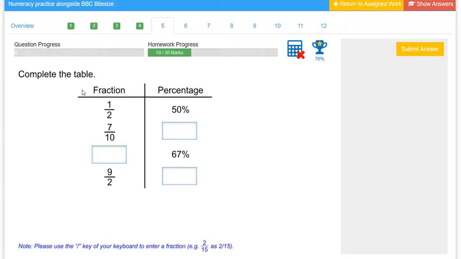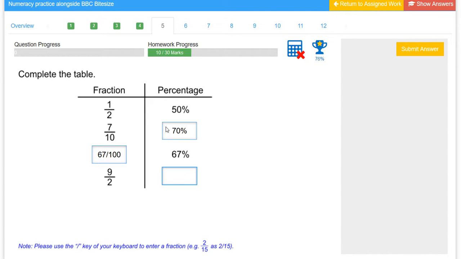Let's go on to question 5. Percentages and fractions. Well, 7/10, I know that 1/10 is 10%. So 7/10, I guess, ought to be 70%. I don't know if they want the sign or not, but I'll stick it in. 67 is a funny one. It's 67 over 100. So I'm going to try and write it like this and see if it likes that. And then 9 over 2, well, I think that's going to be 4.5.